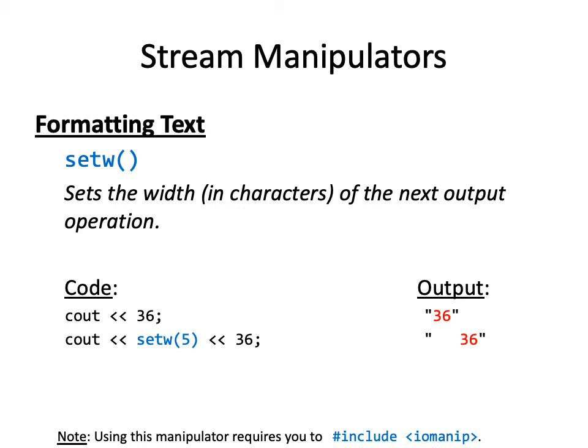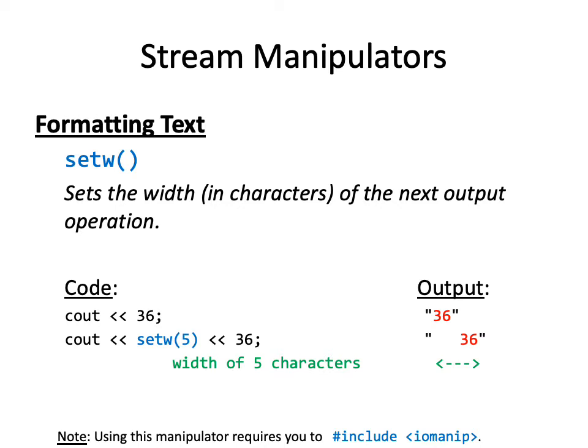And it's basically feeding the stream and saying, here's some instructions for the next output operation. That's kind of how you think about it. You're basically telling the stream what to do by feeding it this function, which does cool things. Now notice here on the right-hand side, the output, now there are 5 characters. There's 3 spaces and then a 3 and a 6, whereas before there was just the 3 and the 6. So if you want a certain number of spaces or columns or whatever in your file, this is a way to do it.